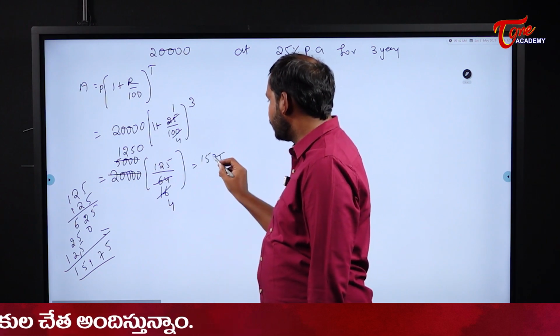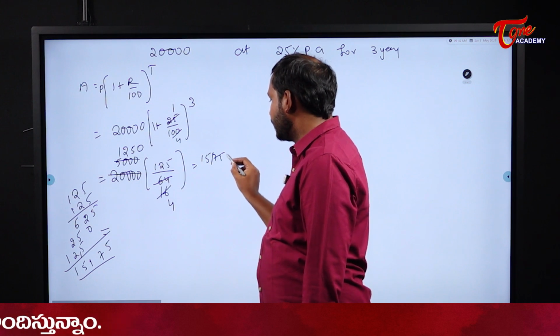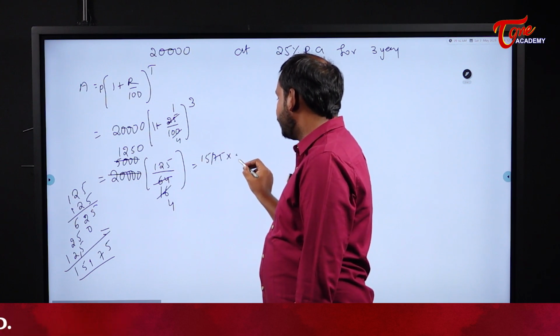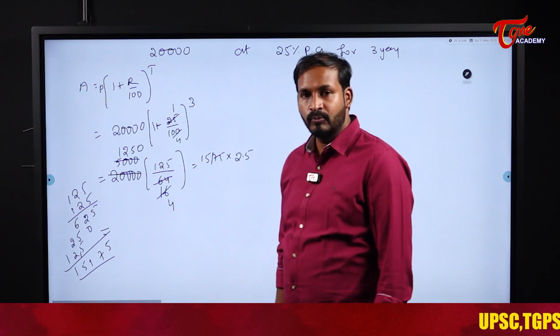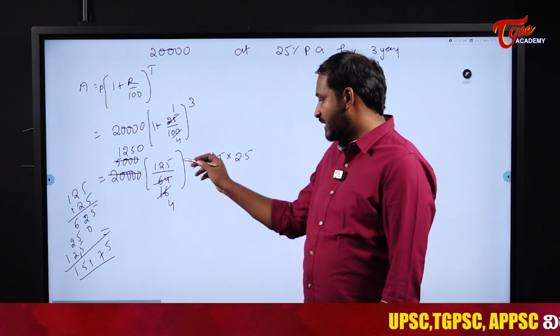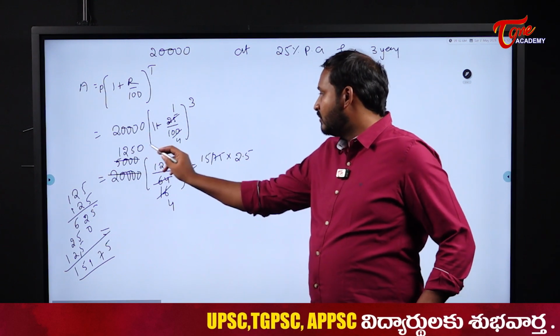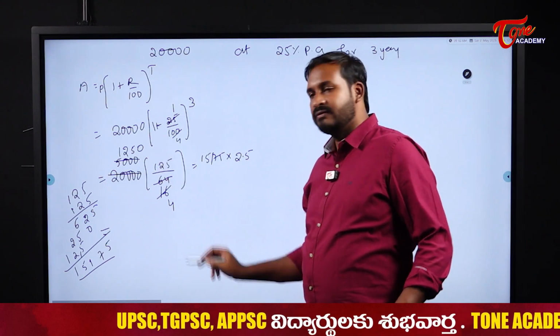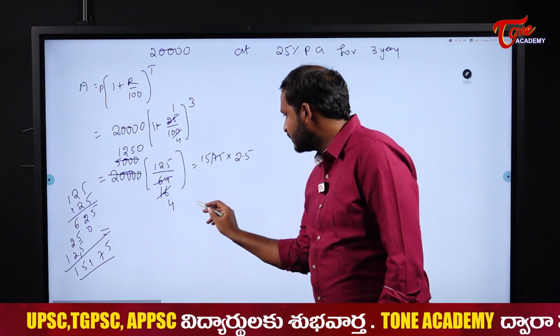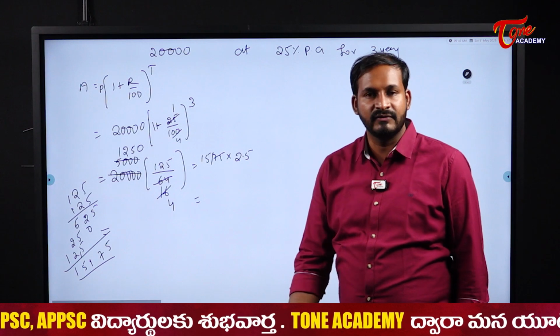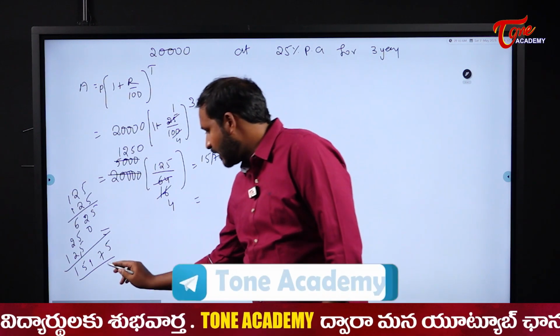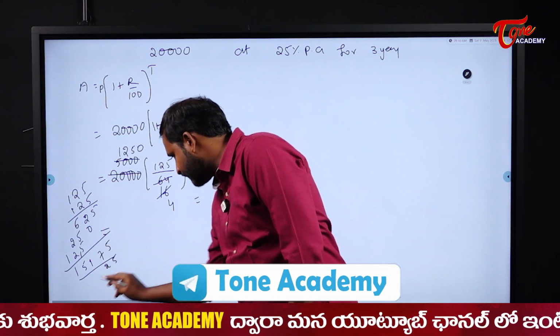75 11 15175 into 2.5. Why have I written 2.5 here, students? Directly I can take by 4 here. So this 10 and this 4, 2.5 directly I have written. So this 15175 into 2.5, and once again I need to multiply it with 25.